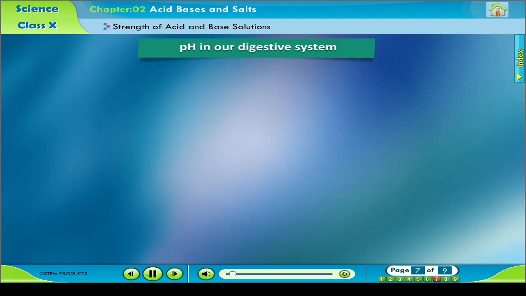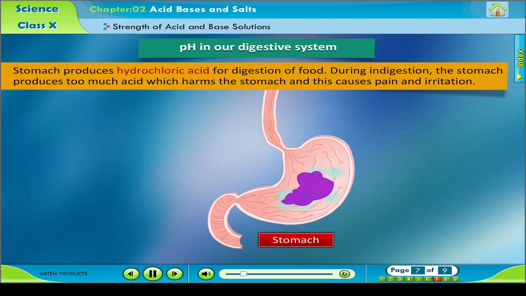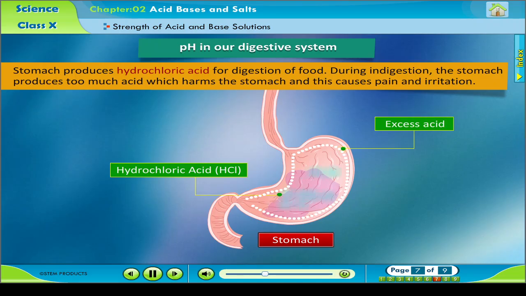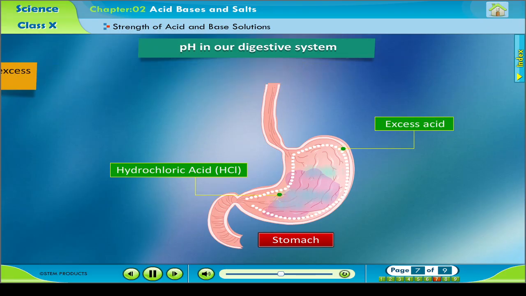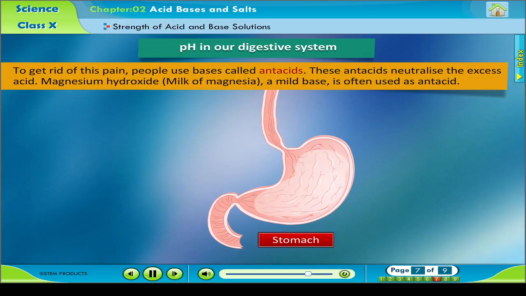Let's understand pH in our digestive system. Stomach produces hydrochloric acid for digestion of food. During indigestion, the stomach produces too much acid which harms the stomach and this causes pain and irritation. To get rid of this pain, people use bases called antacids. These antacids neutralize the excess acid. Magnesium hydroxide, milk of magnesia, a mild base, is often used as antacid.